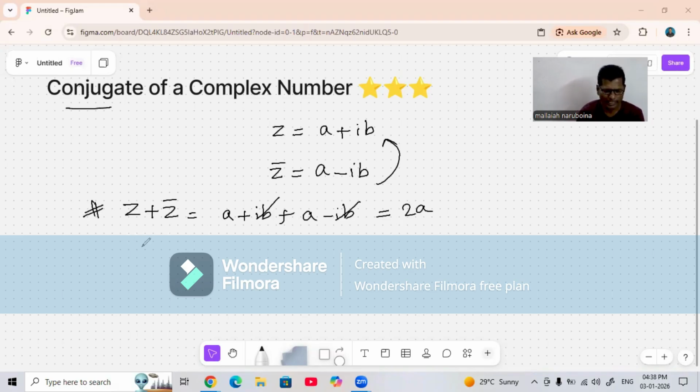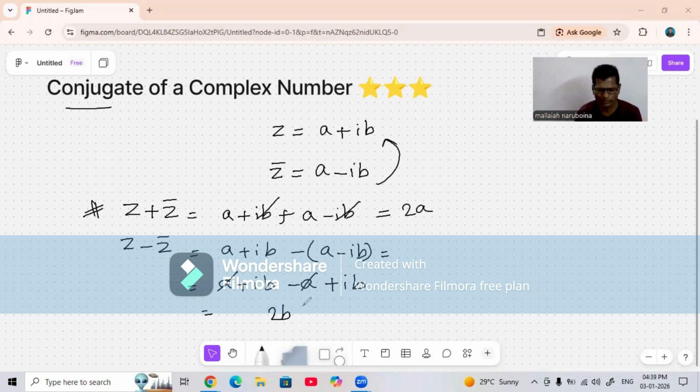Then z minus z bar. z is a plus ib, minus z bar, write in bracket. Then if you open, a plus ib, minus into plus is minus a, minus into minus is plus ib. Now plus a minus a gets cancelled. ib plus ib is 2bi. Okay, this result is also important. z minus z bar is 2bi.